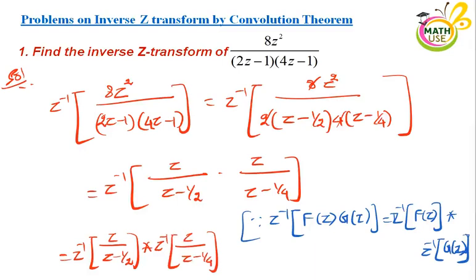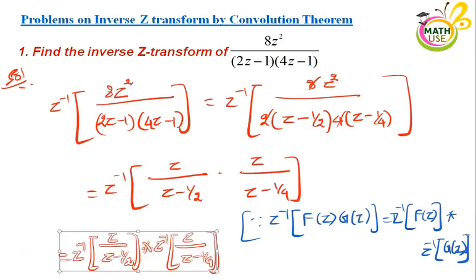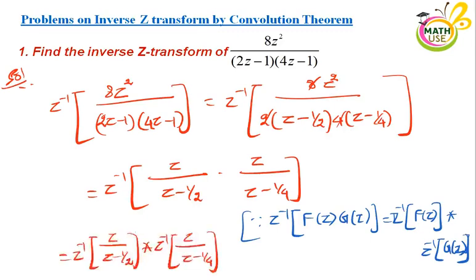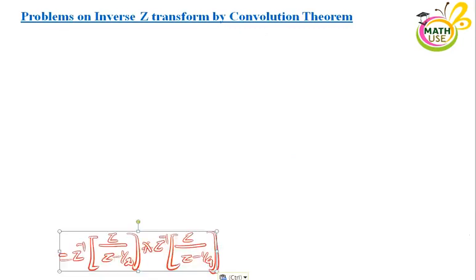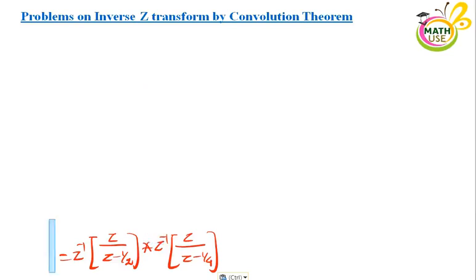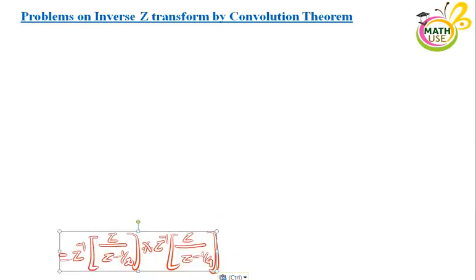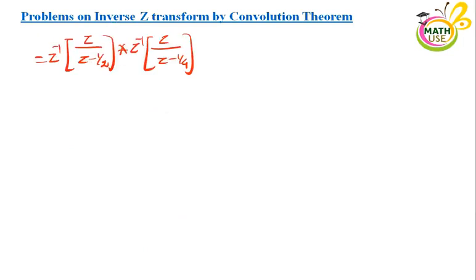And we know the result of Z inverse of Z by (Z minus a). It is nothing but a power n formula. So by applying the result here, you get (1 by 2) the whole power n star (1 by 4) the whole power n.